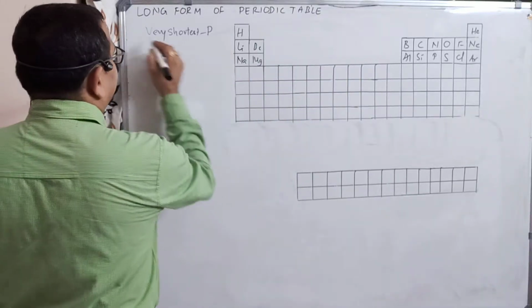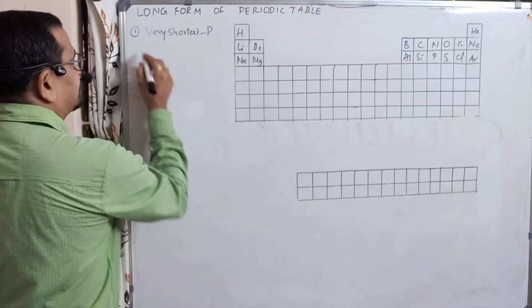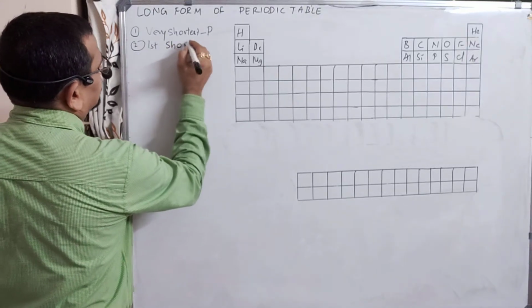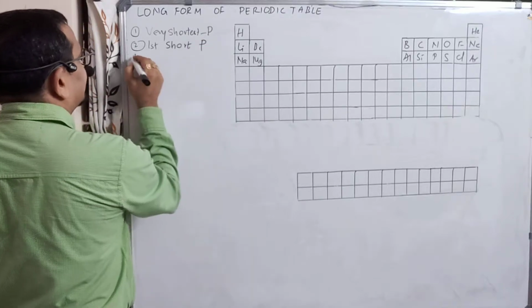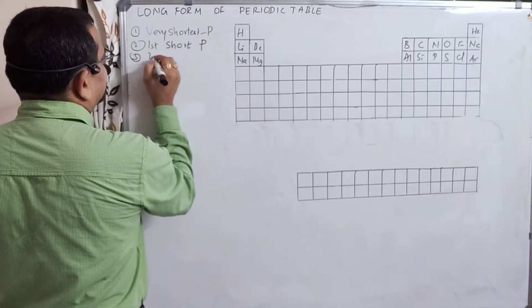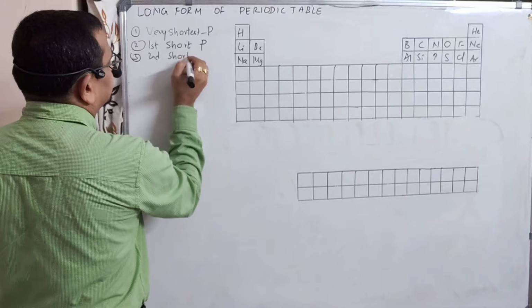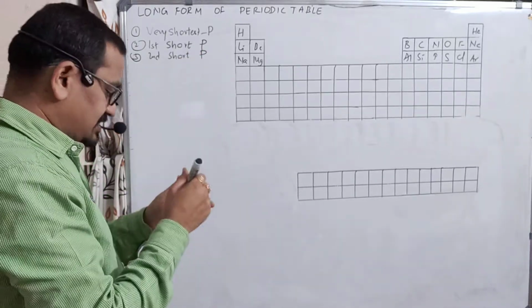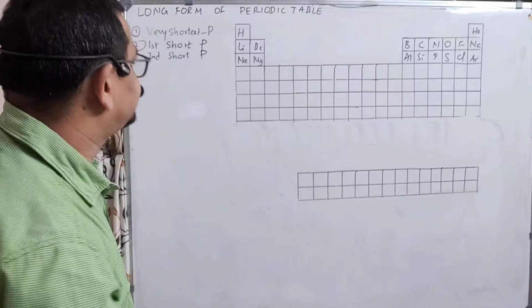That's why the first period is called the very shortest period, the second period is called the first short period, and the third period is called the second short period. And one more point we have to notice here.